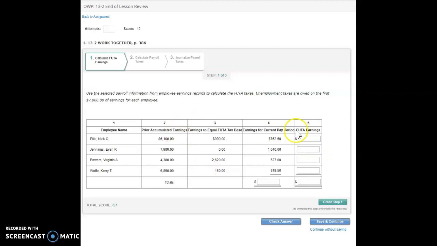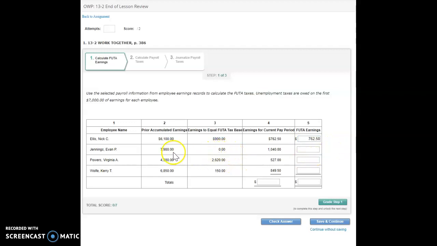So here we have this chart that we had before in our lecture, and you'll see we had the prior accumulated earnings to equal FUTA, which would be 7,000 minus that prior accumulated earnings. And so this first one has 900 left to get to that 7,000. Earnings for current payroll period are 762.50. So then remember, we're going to look for this FUTA earnings. We look at which one is lesser of the two in column 3 and 4. So here they need 900 to get to that 7,000 yet, but they've earned 762.50. So I'm going to use the 762.50 for this one.